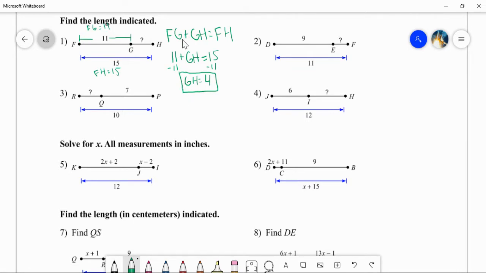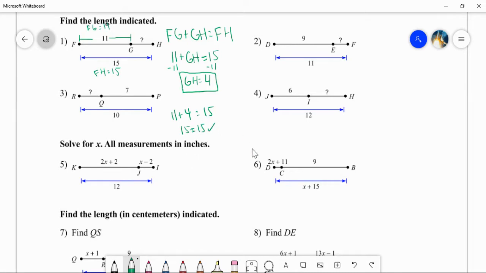In order to check, again, I'm just going to plug in all the values that I know. I know FG is 11. I know GH is 4, or assuming GH is 4. I know FH is 15. Right? And if 11 plus 4 is 15 equals 15, I'm good to go, and that's my check.